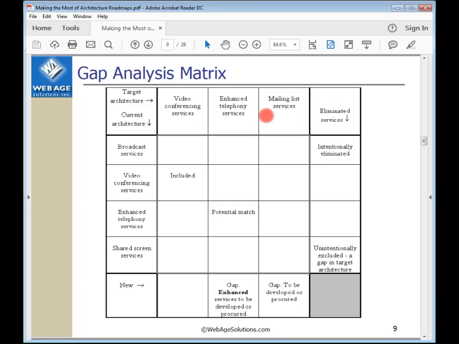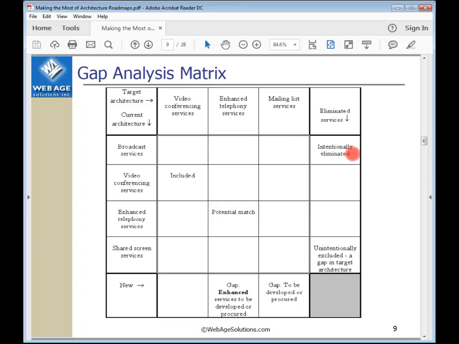And then using that information, I start looking at what we currently have, identifying what is connected to this target. And you can see in here that one of the things that in building this target, I'm also identifying, well, this target actually replaces some things we currently have. So in this example here, the broadcast services is going to be eliminated.